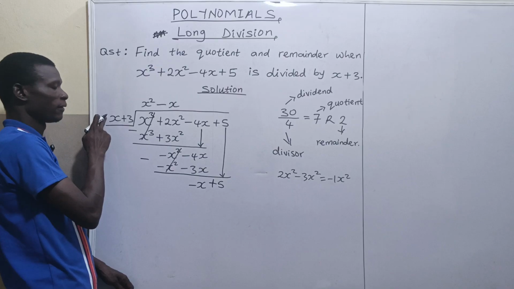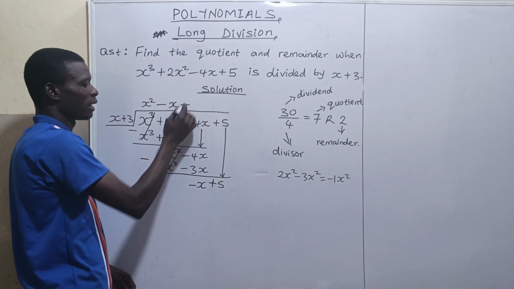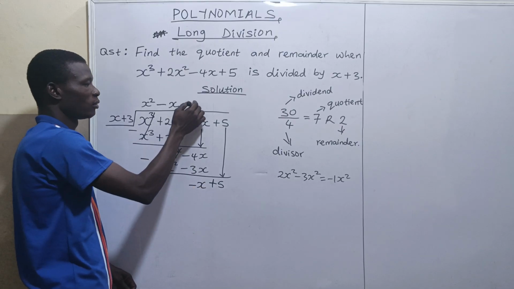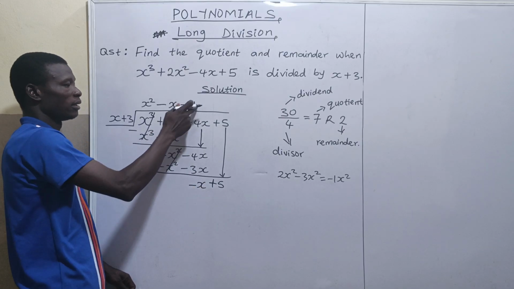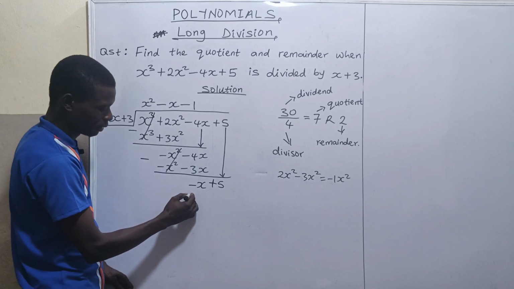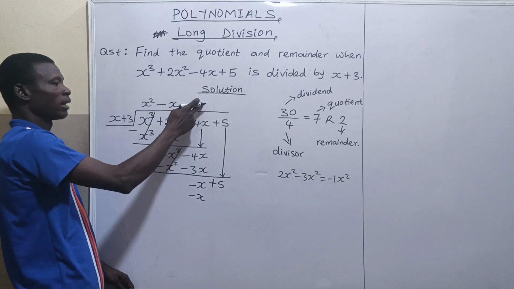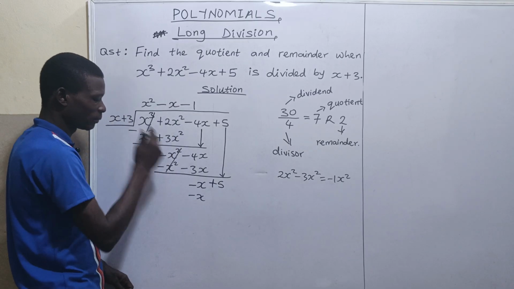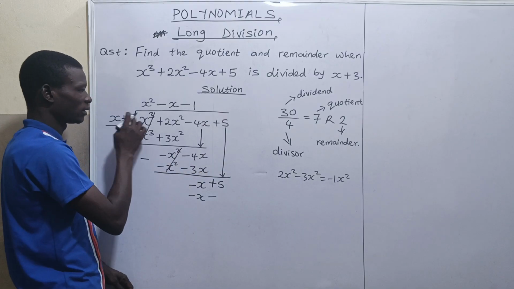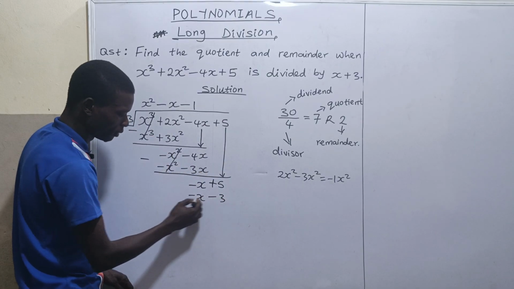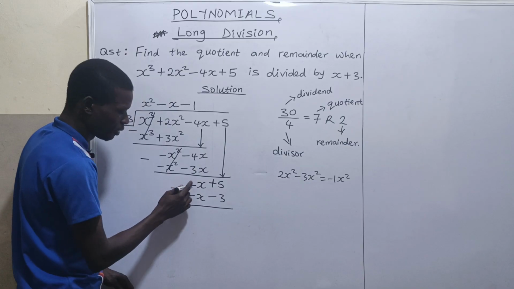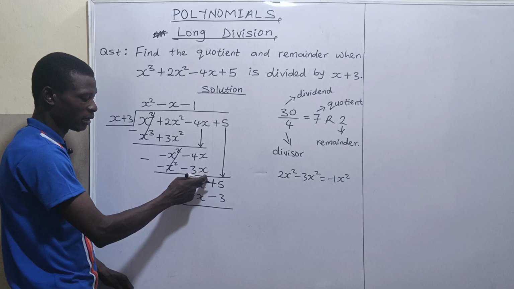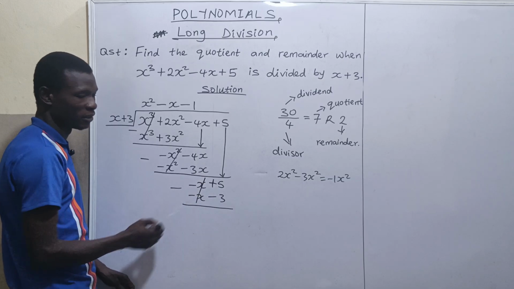Negative x divided by x, minus divided by plus is minus. X divided by x will be 1. Then negative 1 multiplied by x gives negative x. Negative 1 multiplied by positive 3, minus times plus will be minus, 1 times 3 is 3. Then we subtract again. Negative x minus negative x, minus times minus is plus. So minus x plus x will be 0. So this has been eliminated.